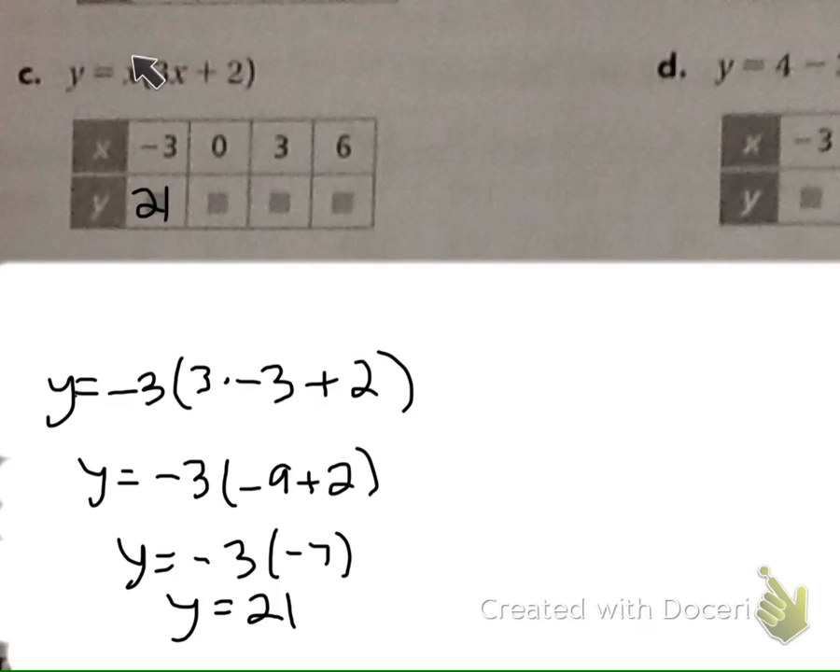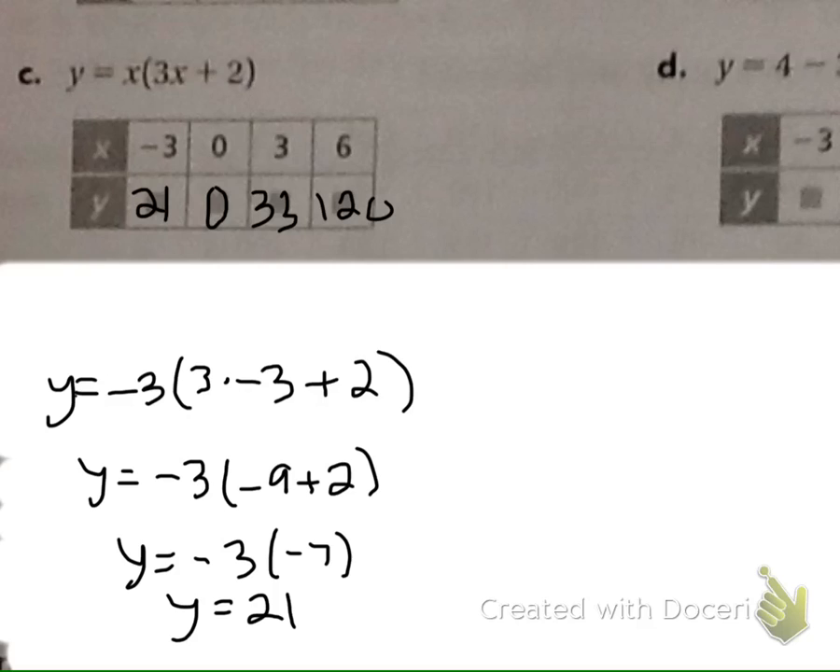So next one, the 0 goes in the x spot, so I have 0 times 3 times 0 plus 2. 3 times 0 is 0, plus 2 is 2, and 2 times 0 is 0. And then again, if I plug 3 in, 3 times 3 is 9, plus 2 is 11, times 3 is 33. And then plug 6 in. 3 times 6 is 18, plus 2 is 20, and then times that by 6, and I get 120.